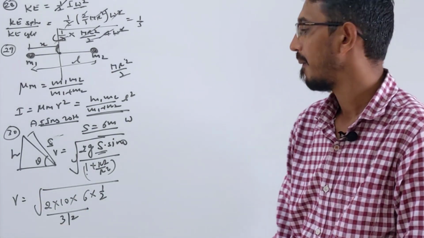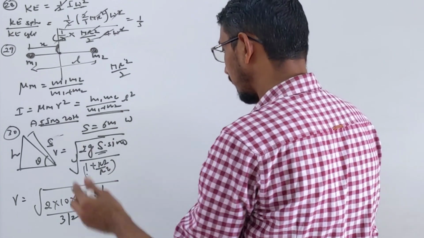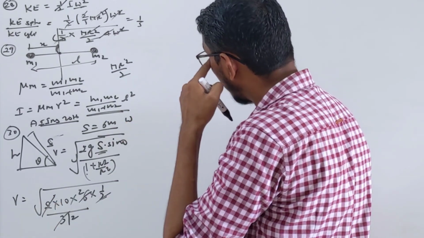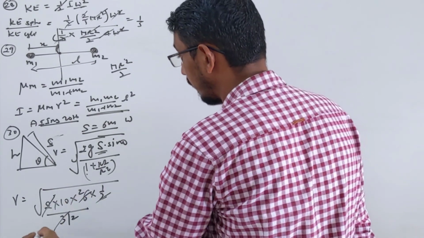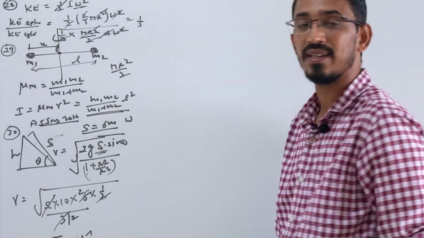That's all, right? Okay, so let's see if you can cancel any number. Okay, 2 you can cancel here, 3 goes 2 times, and this 2 will go up, become 4. So velocity is coming root 40 meter per second. This is the linear velocity.